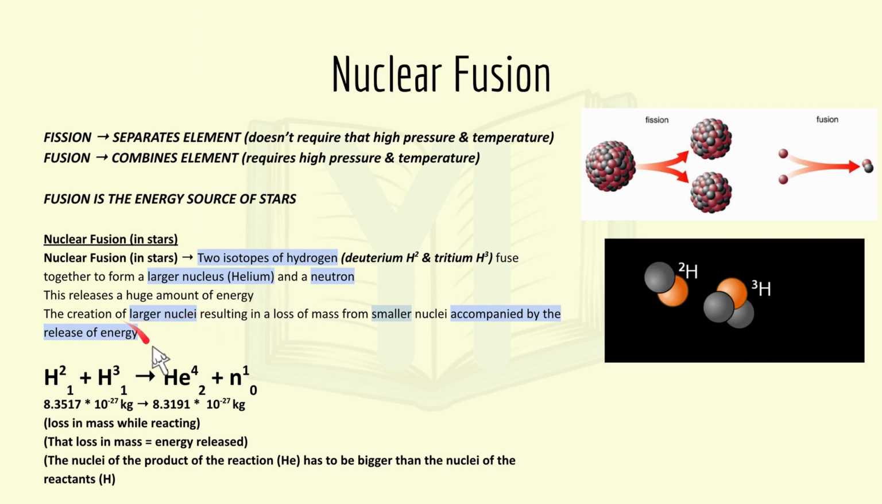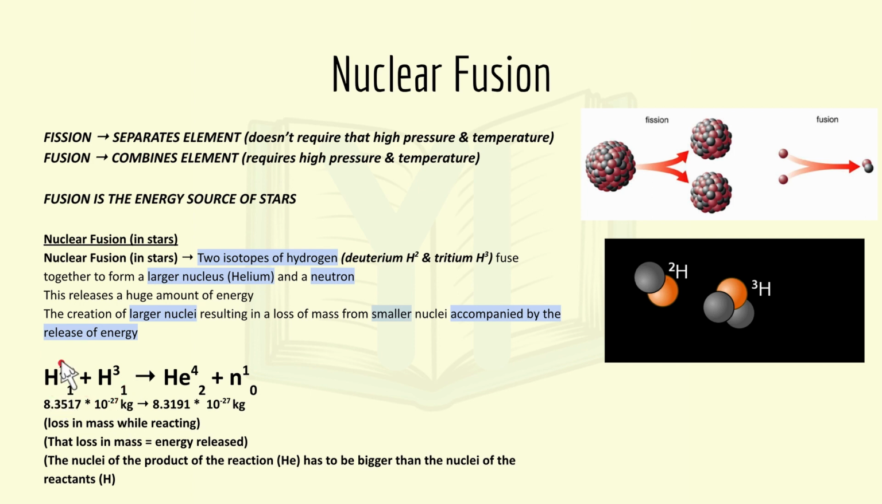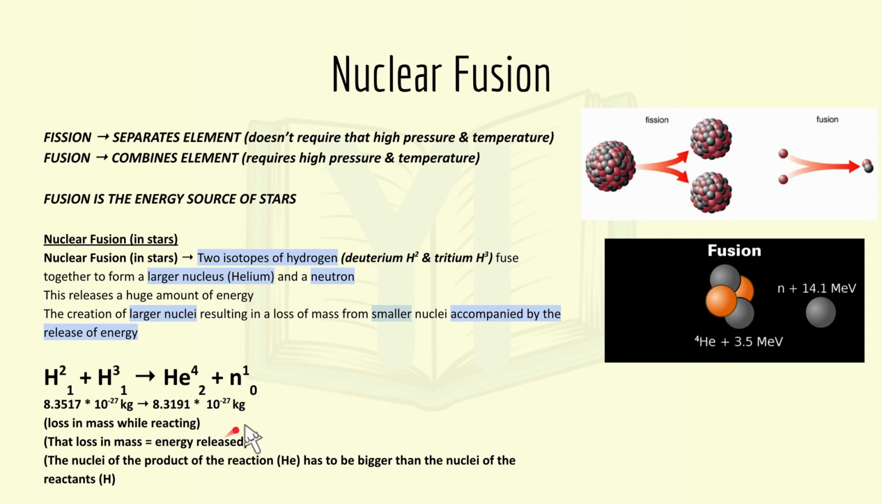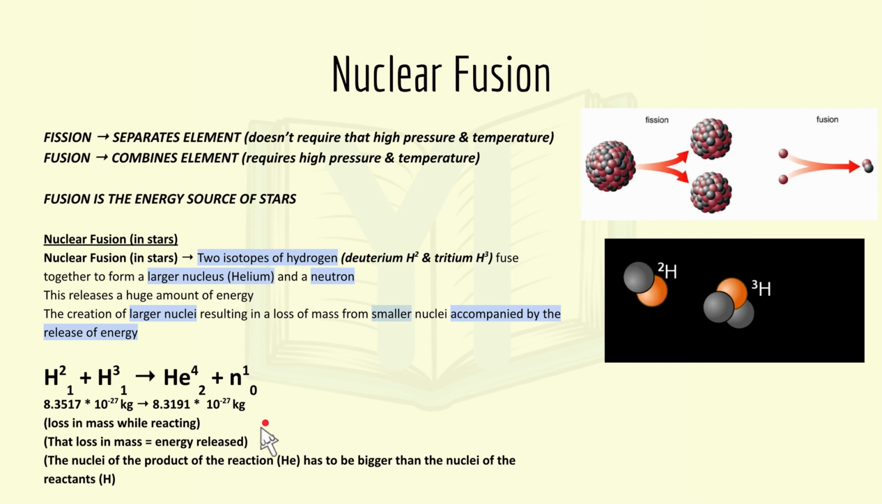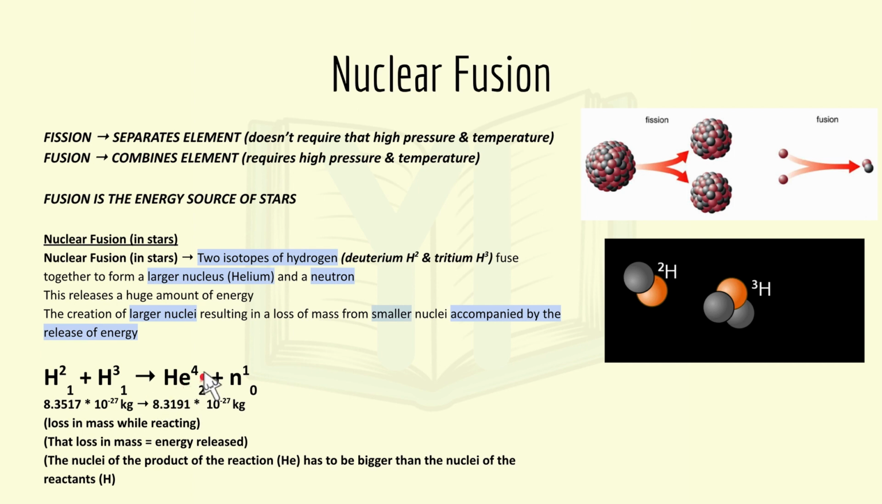This releases a huge amount of energy as the creation of larger nuclei from smaller nuclei results in a loss of mass, accompanied by the release of energy. So here are 2 isotopes of hydrogen over here, reacting to become helium and a neutron. So let's say the mass goes from this over here to this after the reaction, that means there's a loss in mass while reacting, and that loss in mass equals the energy released. And the nucleus of the product of the reaction has to be bigger than the nuclei of the reactants. So this helium over here has to be bigger than the hydrogen over here in order for the reaction to take place.